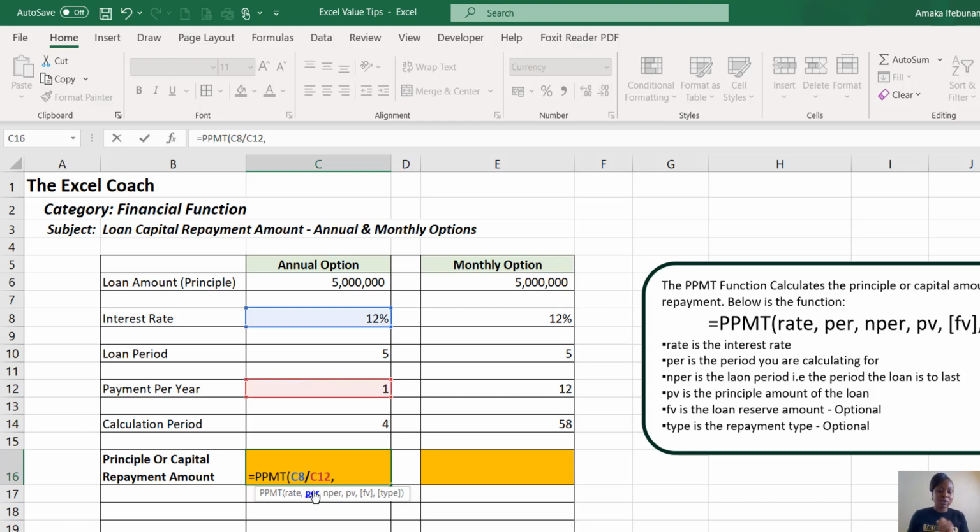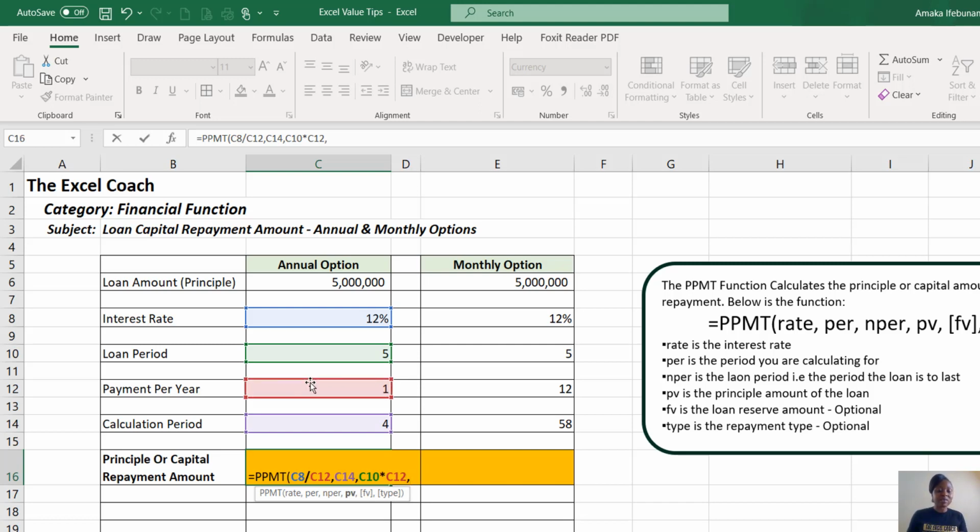What period do you want to calculate? I want to calculate for the 4th year. I want to calculate the capital element of the loan I'll be paying in the 4th year. Now, what is the period of the loan? The loan period is 5 times the number of payments I'll be making in a year. So it's a 5-year loan period. I'll now times it by the number of times I'll be paying for that loan in a year, and I'm paying once. So 5 times 1 is still 5.